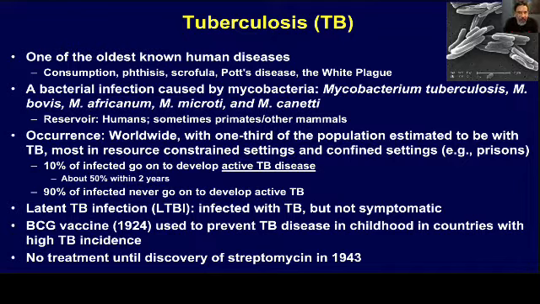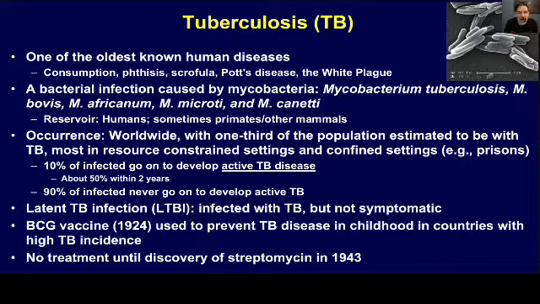Anyone can get it, and maybe less than a third, about 25% or 30% of the population, is estimated to be infected with TB, most of them living in resource-constrained settings or confined settings like prisons. But not everyone infected with TB goes on to develop TB disease or illness. About 10% of those infected go on to develop active TB disease, and many of them do so within about 2 years of being infected.